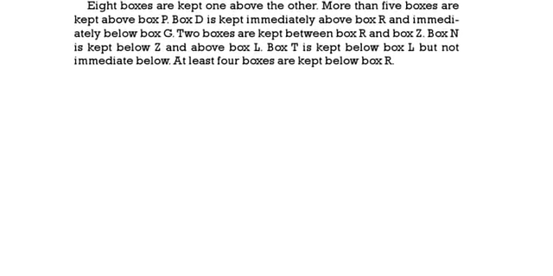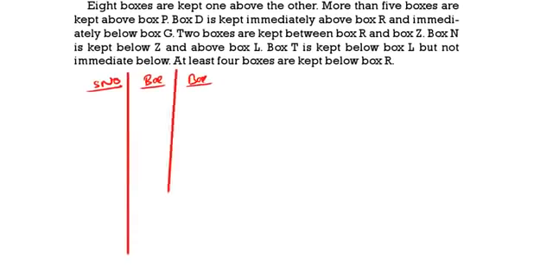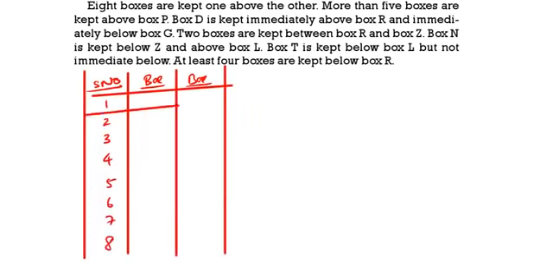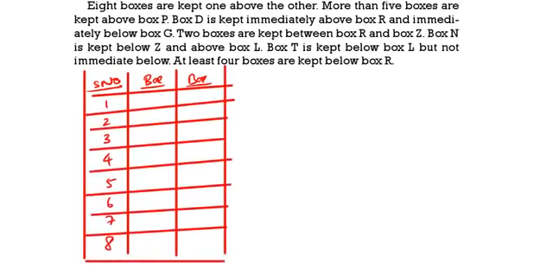There are totally 8 boxes. So serial number, then box. We will do this question in 2 possibilities. So write down the numbers from 1 to 8. Now come to the question. More than 5 boxes are there above P. More than 5 means there should be at least 6.